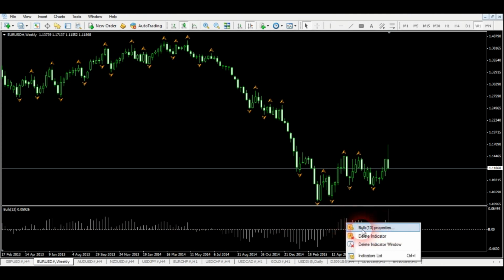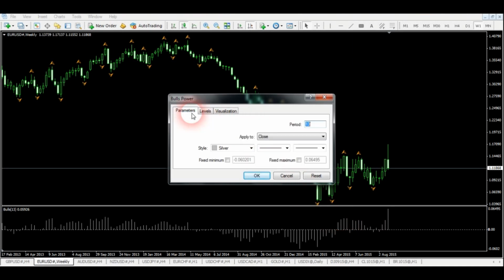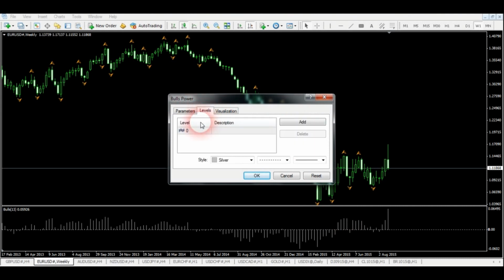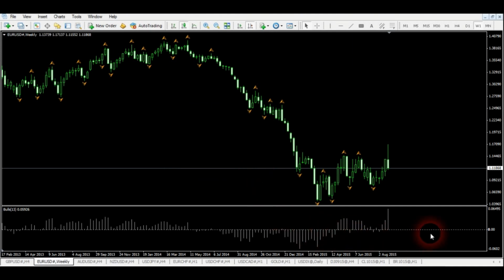You right click on these bars on this indicator. We don't care about this time period right now. To the levels, here we add. We type 0 and we okay it. And a line appears, it's like a center or a middle for our tool.